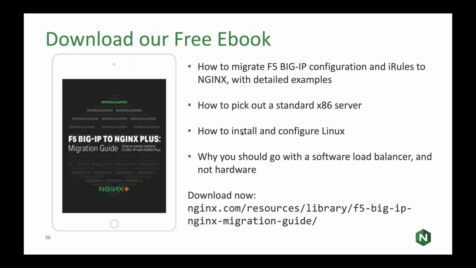There is also a free ebook that we released today, I believe, on how to migrate F5 Big IP configurations and iRules. It covers how to pick out standard x86 servers, how to install and configure Linux, and why you should go with software load balancers and not hardware. If you're interested, there's a URL over there. I'll give you a second to jot that down. But if you do a search on our website, you'll be able to find this ebook in the search results.